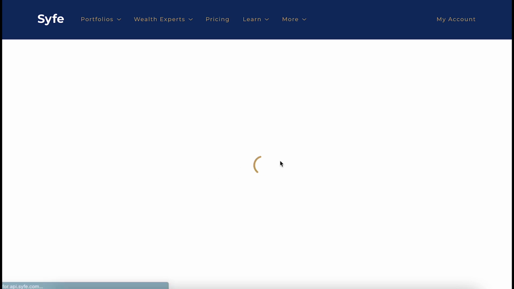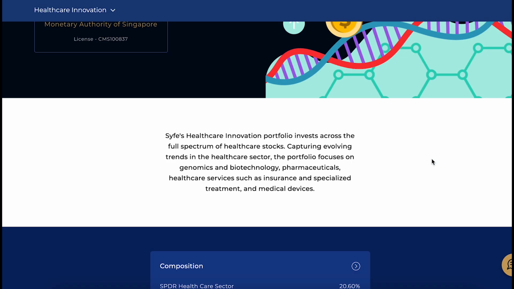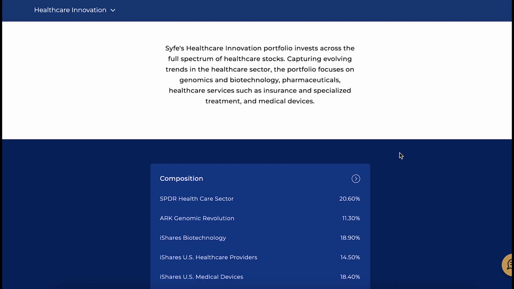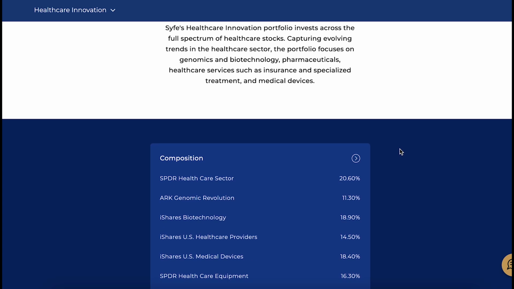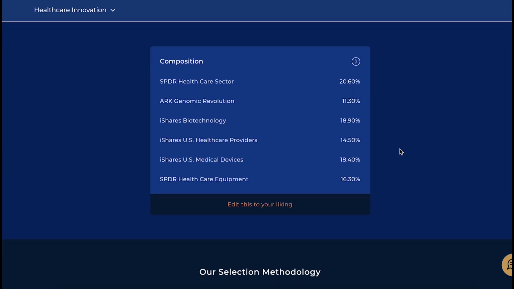Okay, next, healthcare and innovation. Enough said. Basically, the world of telemedicine and healthcare services, biotech, insurance, all these come under this kind of healthcare innovation.